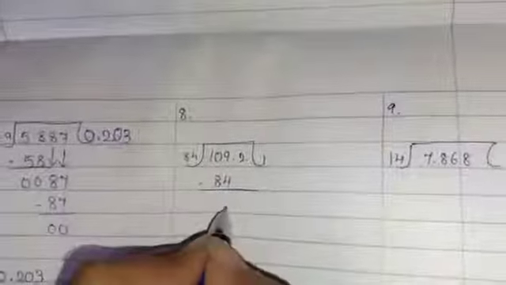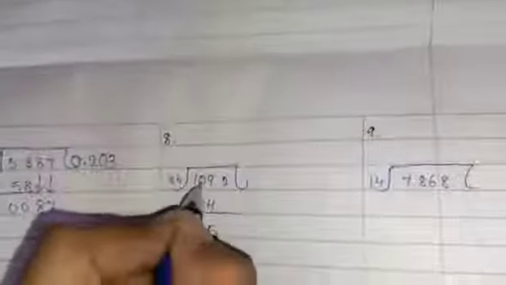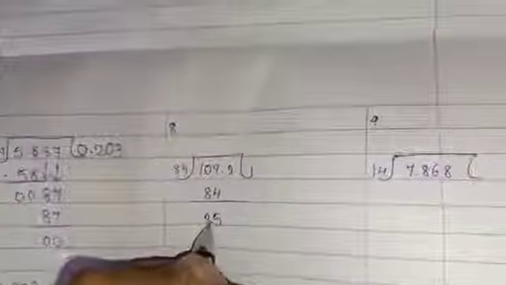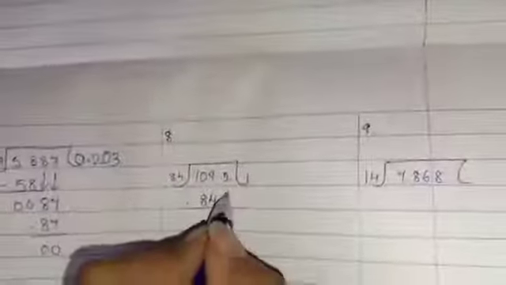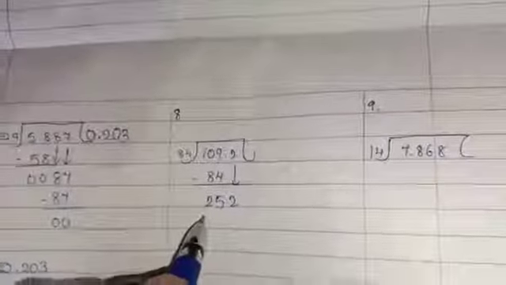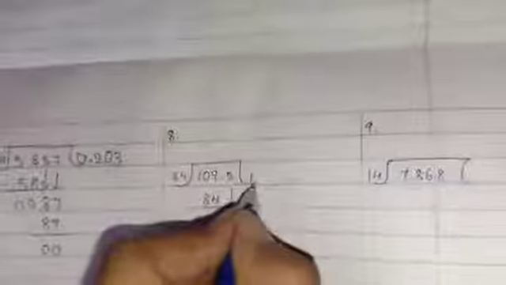So 9 minus 4 will give me 5. But 0 minus 8 is not possible, so we will take 10 minus 8, which gives me 2. Okay. So it is 25. Now I will take this 2 down, because in 84, 25 is not coming. So after the decimal I have taken a number with me, so I have to put 1 decimal. Now 84 3s are 252. I will do subtraction here. Now what will my answer be? So the answer is 1.3.